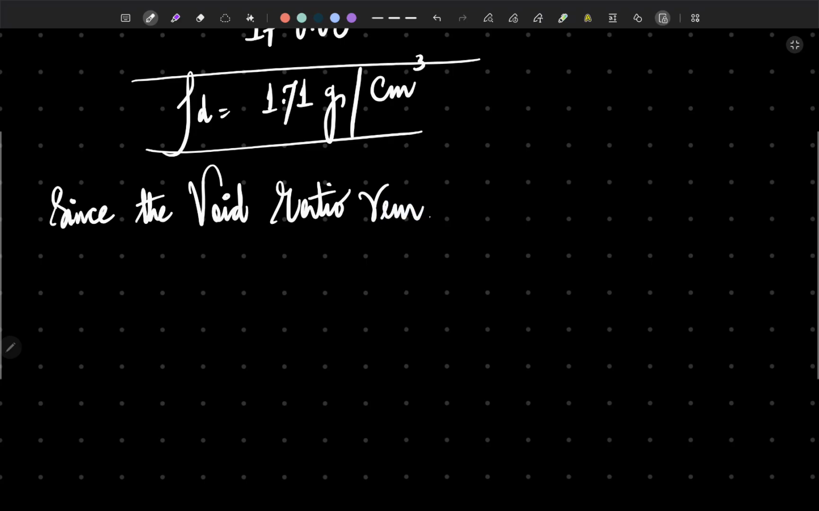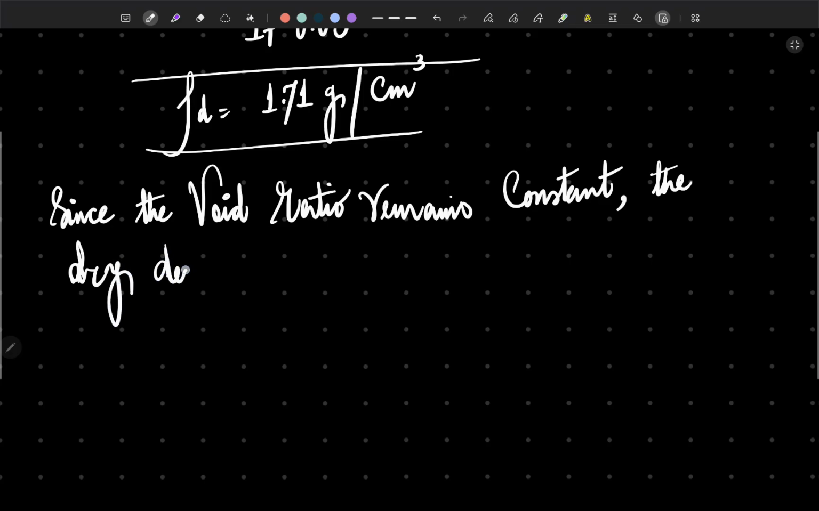since the void ratio remains constant, dry density also remains constant. Not the bulk one, the dry one. Since the void ratio remains constant, the dry density also remains constant.